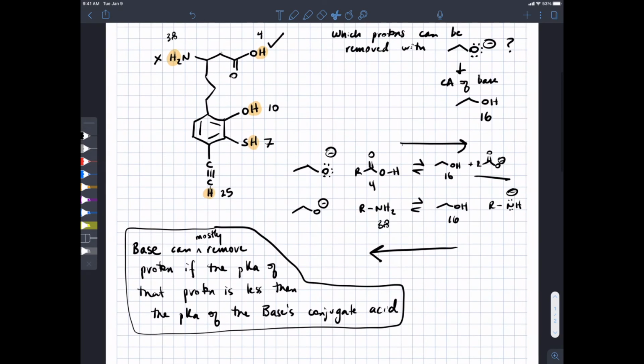So what does that mean? Once I've identified the conjugate acid of the base, and once I've identified all my acids, I just need to look for numbers here that are less than 16.